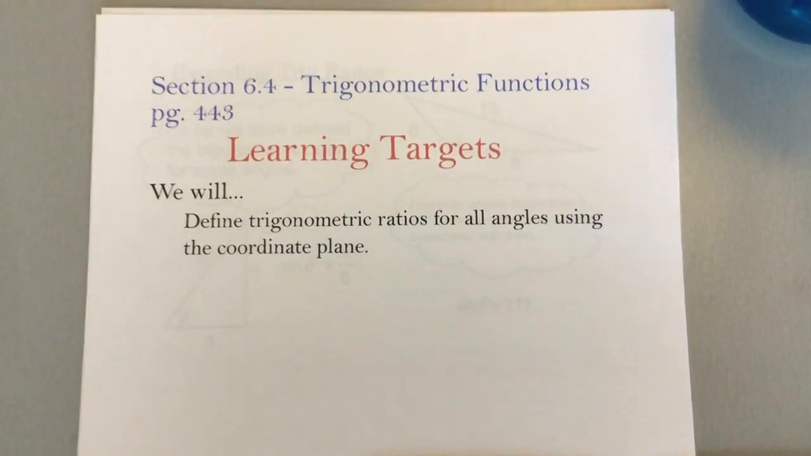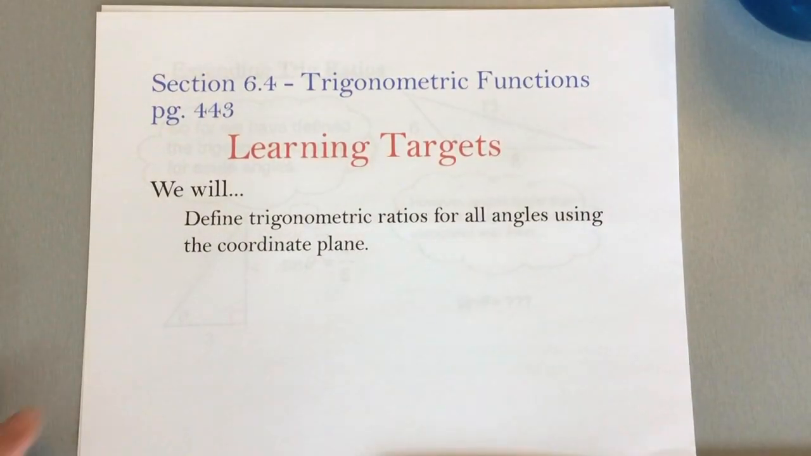But we've seen that angles can have any measurement they want by rotating them around multiple times or even in the negative direction. So we'll show you how those angles can have sine, cosine, and tangent as well, not just acute angles. So here we go. Okay, this information is found in your book.